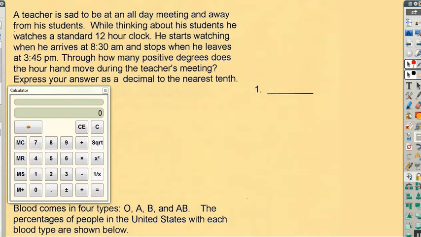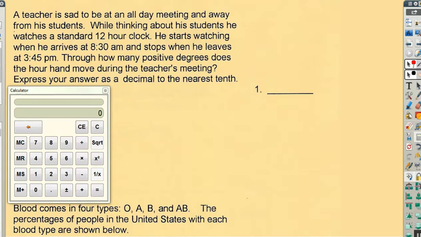So believe it or not, this is actually a true story. A teacher is sad to be at an all-day meeting and away from his students. While thinking about his students, he watches a standard 12-hour clock. He starts watching when he arrives at 8:30 a.m. and stops when he leaves at 3:45 p.m. Through how many positive degrees does the hour hand move during the teacher's meeting? Express your answer as a decimal to the nearest tenth.